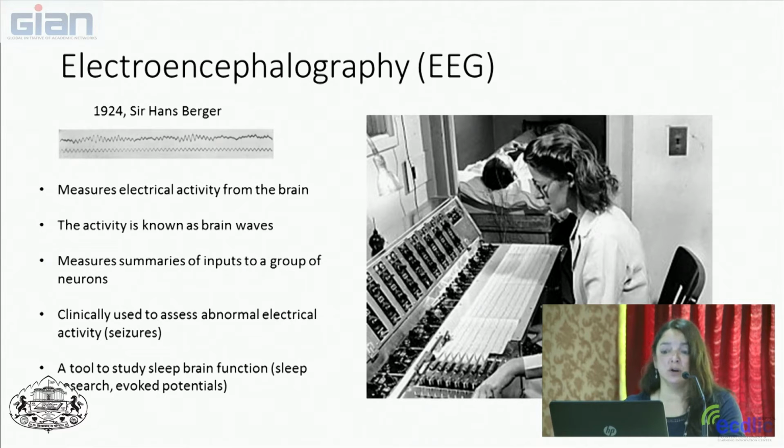EEGs are used clinically to assess abnormal electrical activity in the brain, especially in the cases of seizures. But they're used a great deal more in studying brain function. They're used quite a bit in sleep research, and as I mentioned before, people use evoked potentials. I think evoked potentials are also used clinically to see if there's a disruption in the flow of information through nerves.